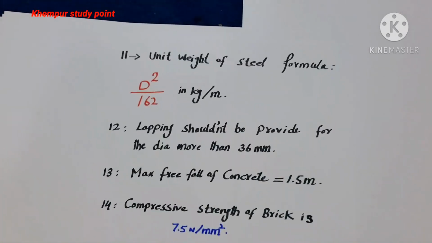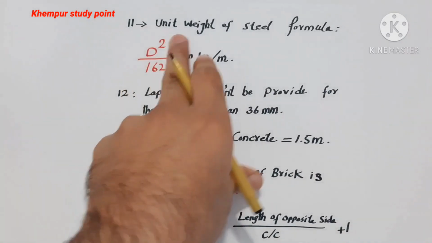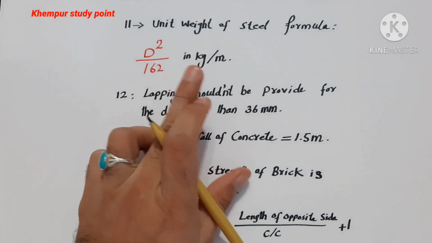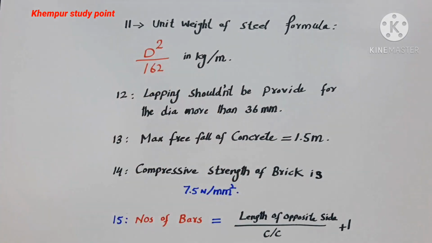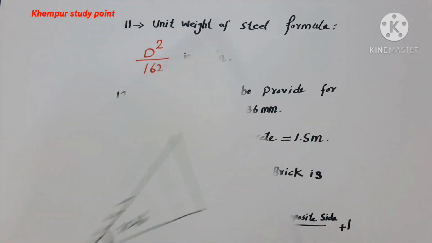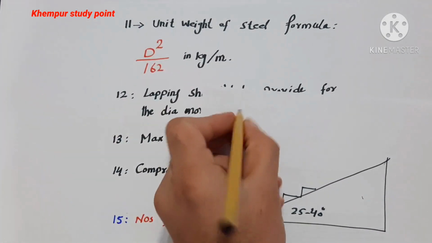Okay, guys, the 11th one is unit weight of steel. The formula is D square divided by 162 in kg per meter. This is the weight of steel for 1 meter. So how can you find the total weight of steel? Remember, guys, this D should be in millimeter.